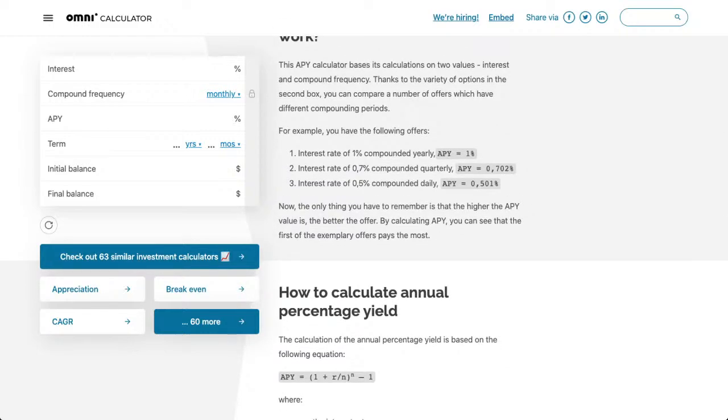Now the only thing you have to remember is that the higher the APY value is, the better the offer. That's all you have to remember. So the higher it is, the better the offer. By calculating APY, you can see that the first of the exemplary offers pays the most. So that's referring to this one here at the top.